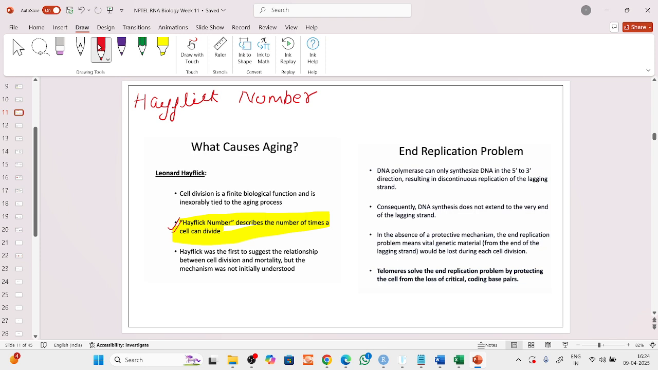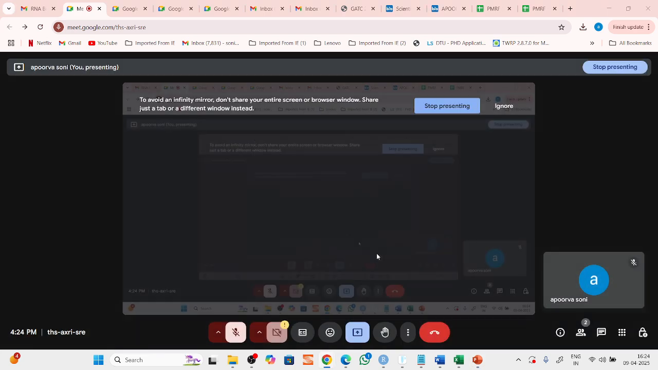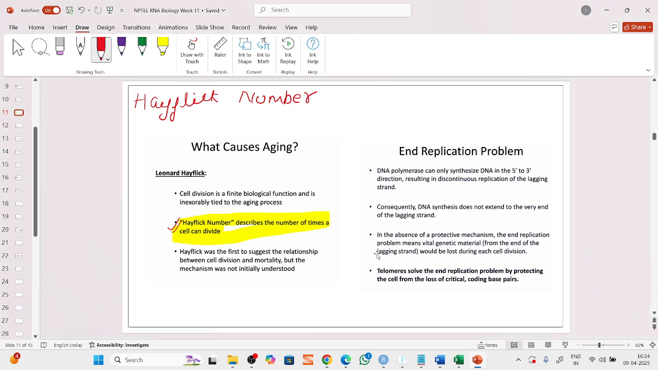How many times a cell can divide is dependent upon what? Now we know that it is dependent upon telomeres. Earlier it was not known. Hayflick was the first to suggest the relationship between cell division and mortality, but how it was related, he didn't know at that time. But now we know that cell division, mortality and the Hayflick number are all connected with the telomere concept.